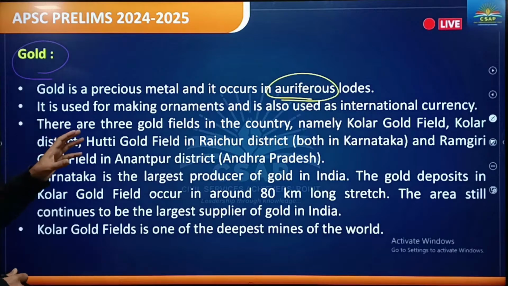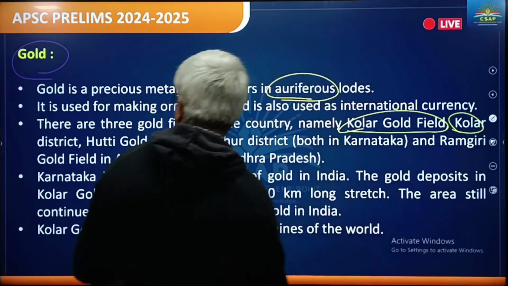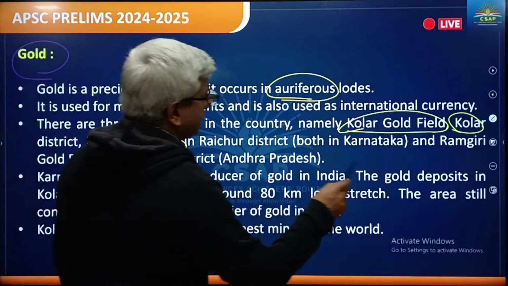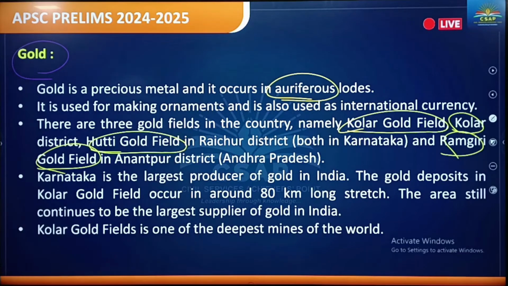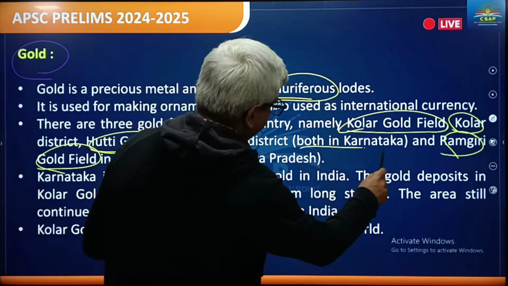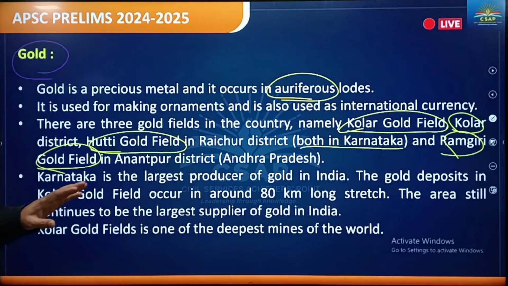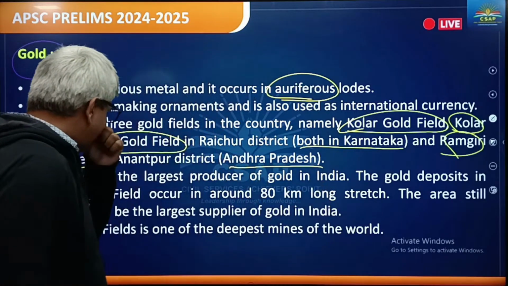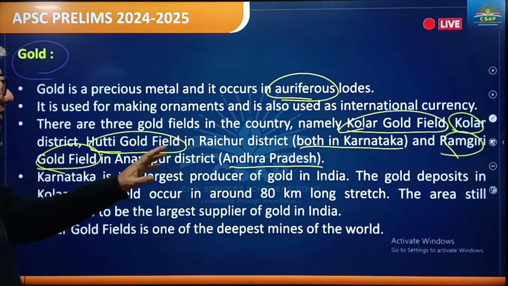There are 3 gold fields in the country, namely Kolar Gold Field in Kolar district, then Hutti Gold Field in Raichur district, both in Karnataka, and Ramgiri Goldfield in Anantapur district of Andhra Pradesh. So Kolar Goldfield, Hutti Goldfield in Karnataka, Ramgiri Goldfield in Andhra Pradesh. Karnataka is the largest producer of gold in India.